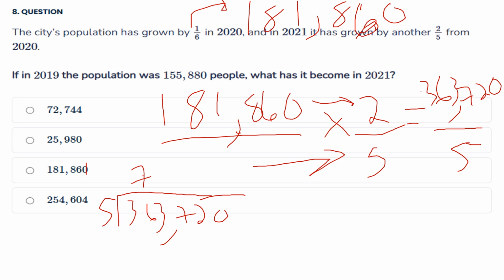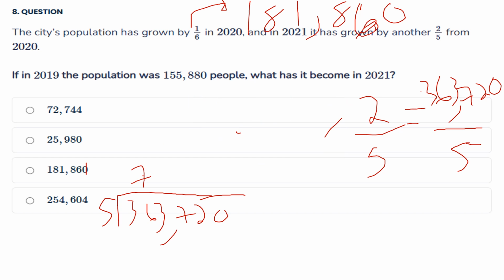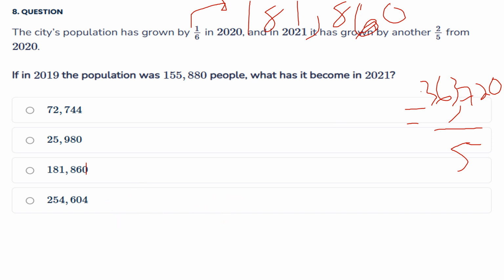I'm going to need some more space. I'm going to have to move that. Sorry, I need to erase this. And I need to move this up because I need some space.